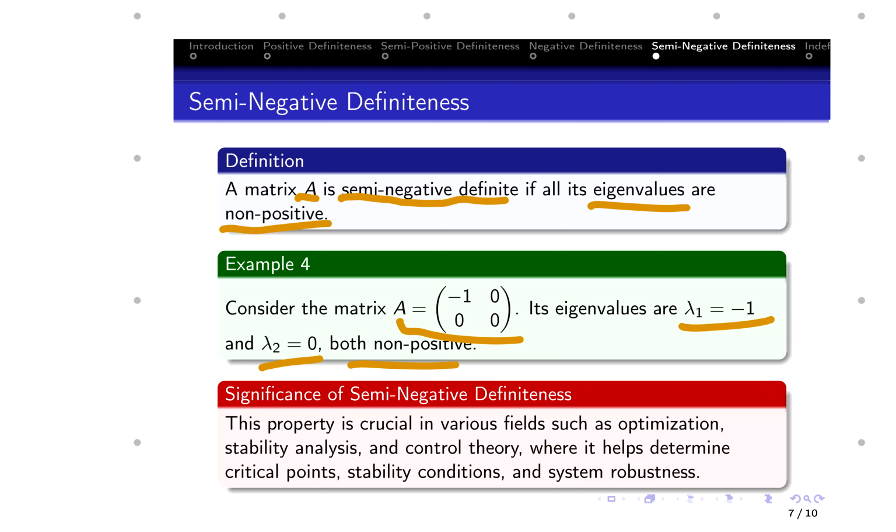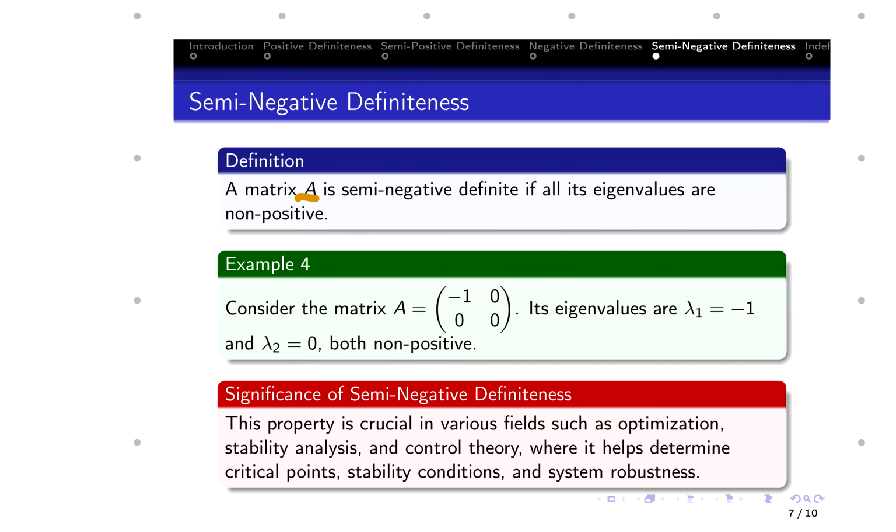This property is crucial in various fields such as optimization, stability analysis is coming into it again, and control theory, where it helps to determine critical point stability conditions and system robustness. So semi-negative definiteness can actually be useful in such contexts.